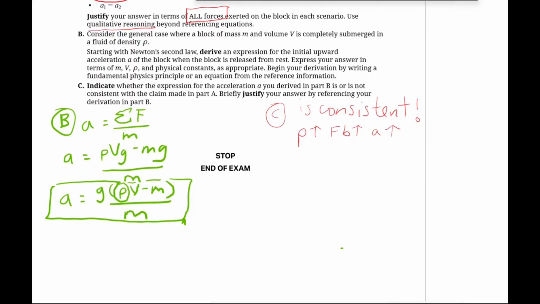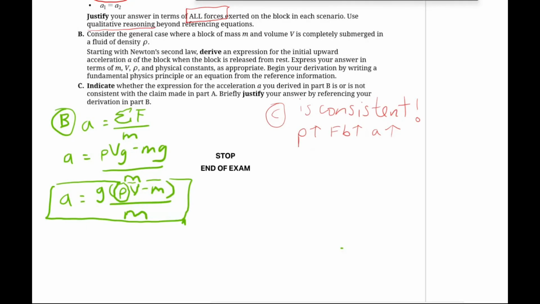Now for B, it says, consider the general case where a block of mass M and volume V is completely submerged in a fluid of density rho. Starting with Newton's second law, derive an expression for the initial upward acceleration A of the block when the block is released from rest. Express your answer in terms of M, V, and rho and physical constants, as appropriate. Begin your derivation by writing a fundamental physics principle or an equation from the reference information.